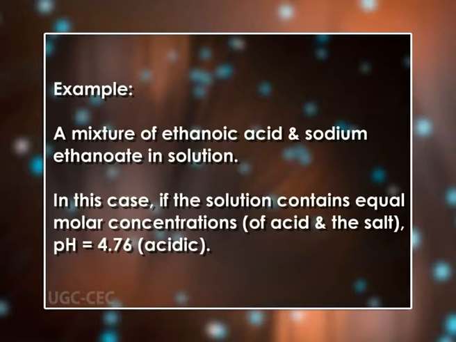In this case, if the solution contains equal molar concentrations of both the acid and the salt, it will have a pH of 4.76, that is acidic pH. We can change the pH of the buffer solution by changing the ratio of acid to salt or by choosing a different acid and one of its salts.